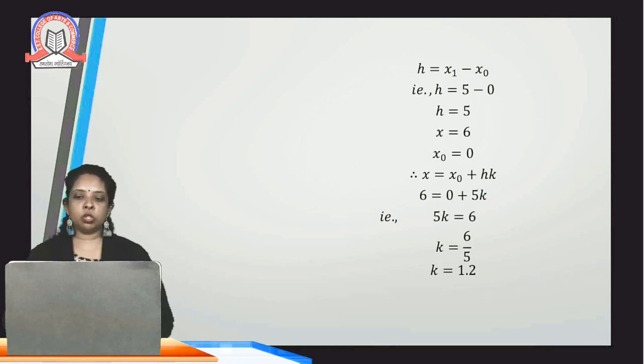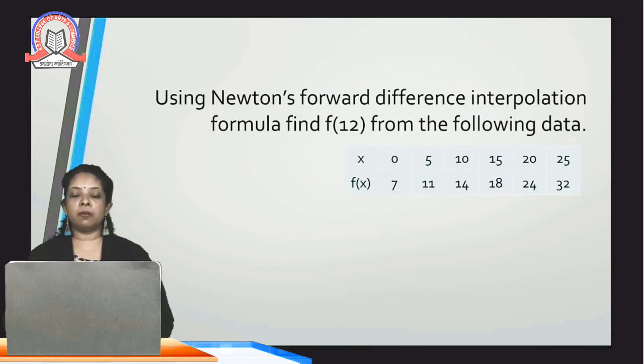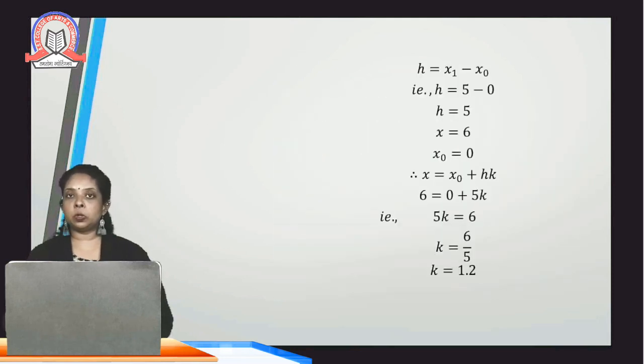So h is equal to 5 we got, and x0 is equal to 0. x is equal to 6 is what we are going to find. By mistake I have written the question with 12, so I have to change this to 6. According to the question we have put x is equal to 6, so instead of 12 we are going to find the value of f of 6. So x0 is equal to 0, and x is equal to x0 plus hk.